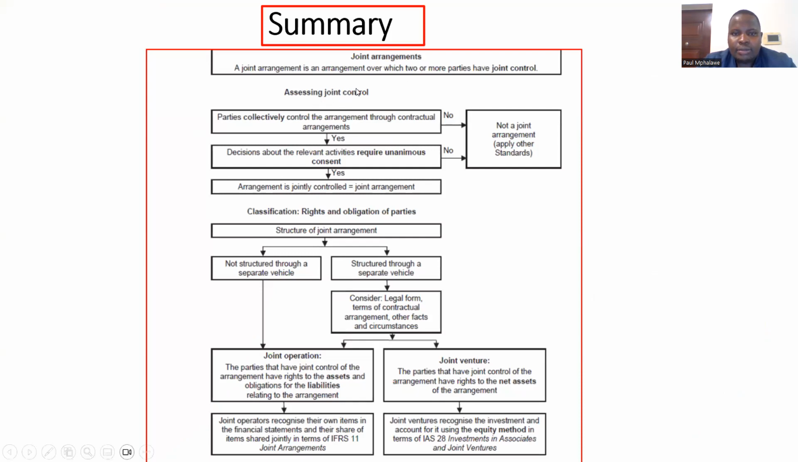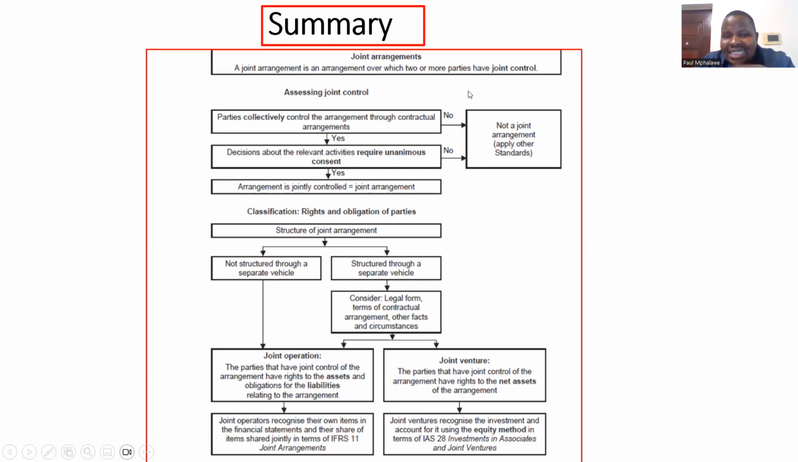So in summary, the diagram given simplifies or answers the questions. If you ask yourself questions, you should be able to reach a conclusion whether the arrangement is a mere joint operation or the arrangement is a joint venture. So what are we saying here? Joint arrangements. Repeating what we said, a joint arrangement is an arrangement over which two or more parties have joint control. The main issue here is control.